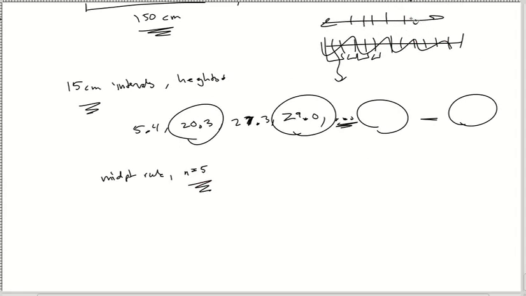1, 2, 3, 4, 5. There you go. Okay, so we're not using the very first number. We're using the second number, not the third number, but the fourth number. And so on. Okay.